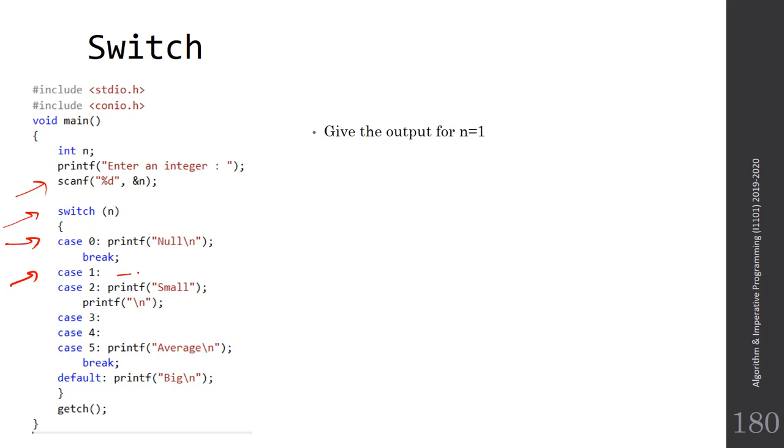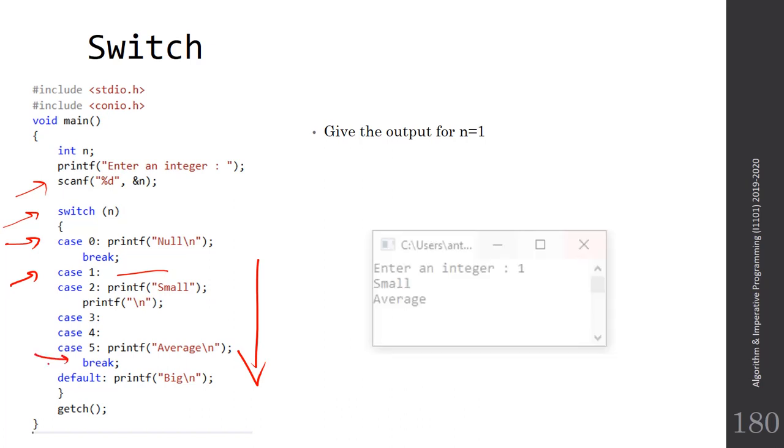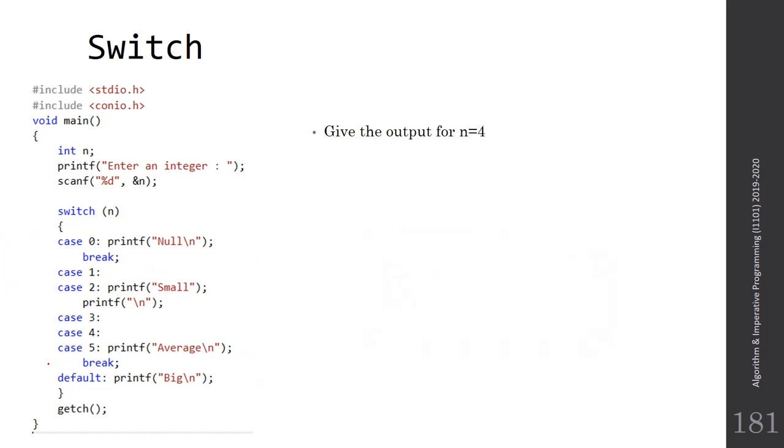I look here, there's nothing. What should I do? There's a break here, there's no break. So I continue. So what should I print on the screen? I will print small, average, and after average there's a break. You know, there's a break. So I print small and average. Let us see. Amazing, I nailed it. Small and average.